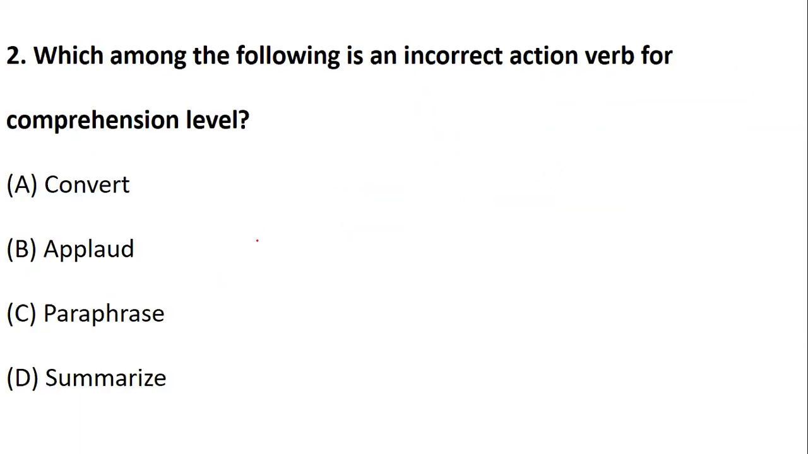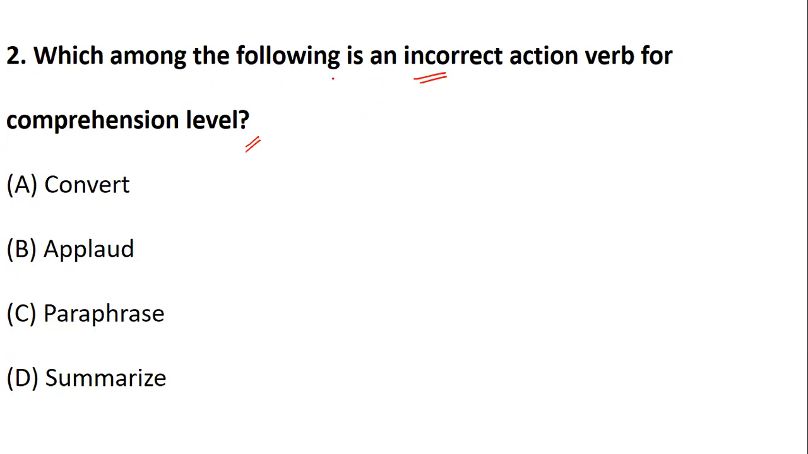Now let's come to the second question. We have been doing this question every now and then, but see how the question has been tricked out and how it sounds as if it is out of the syllabus. Let me complete the question first. Which among the following is an incorrect action verb for comprehension level? The moment you see 'incorrect action verb', you wonder where you learned this topic. As you know, I'm taking Teaching Aptitude, so it belongs to Teaching Aptitude. But which part of Teaching Aptitude is not clear.